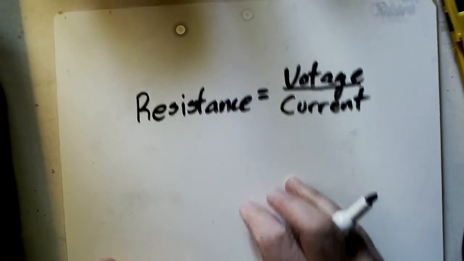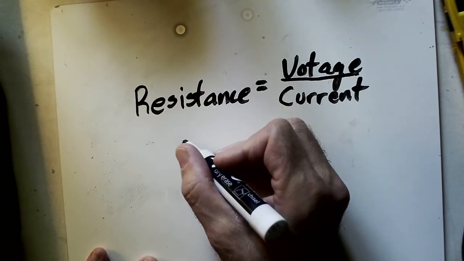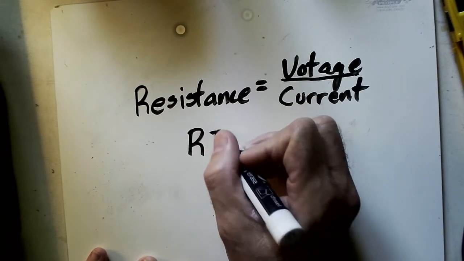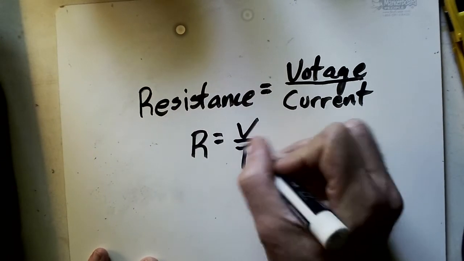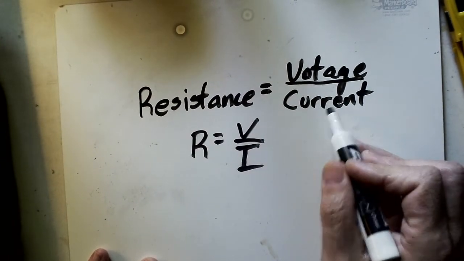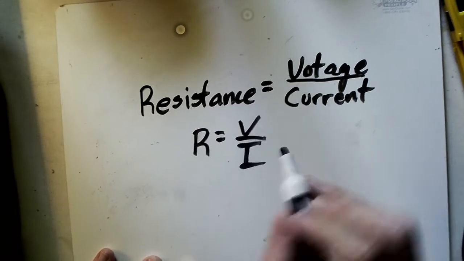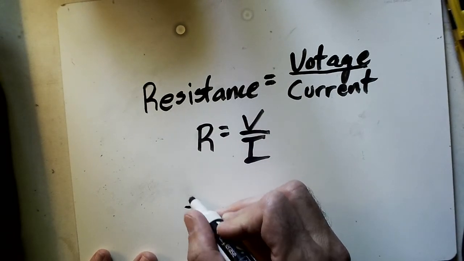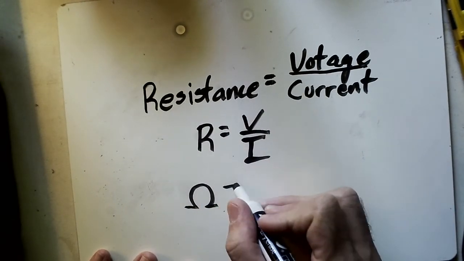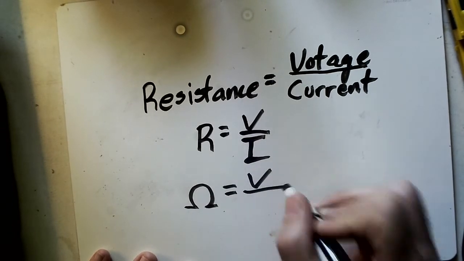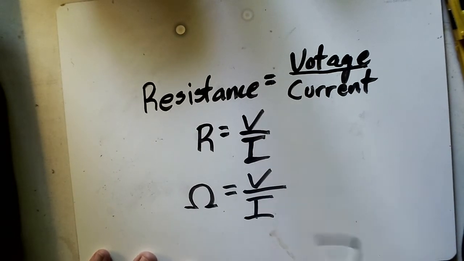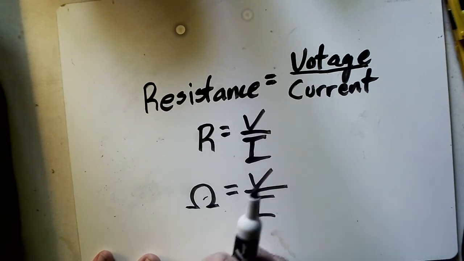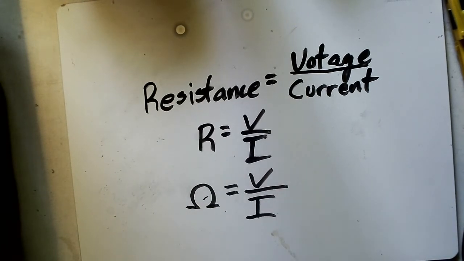Now there are several ways you can write that. You can write R equals V over I. There's your current, the I is the current, right? You can also write it as omega equals V over I. That's the ohms, right?